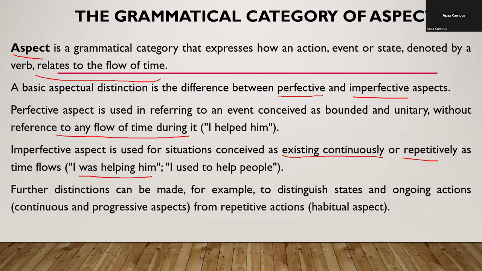Like that. So you can clearly understand there is a duration indicator. Whenever we use continuous aspects, there is this duration indicator, imperfective. And, I used to help people. This is also another example, but you don't find any progressive aspect there. I used to help people. So these are the two major types of aspects, perfective and imperfective. If you were not familiar with these terms, better to be familiar now.